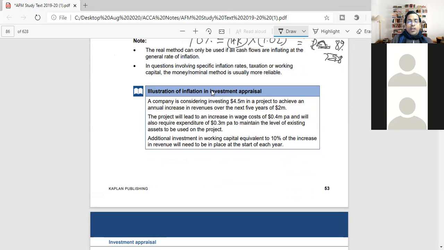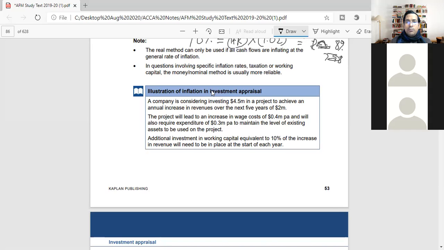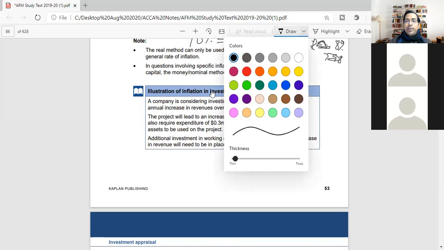Okay, so let's attempt and check how much we understood. A company is considering investing 4.5 million in a project to achieve an annual increase in revenue over the next 5 years of 2 million. Remember our rule of thumb, increase in revenue. That is the part of the question here. So we have to consider only the incremental rate.